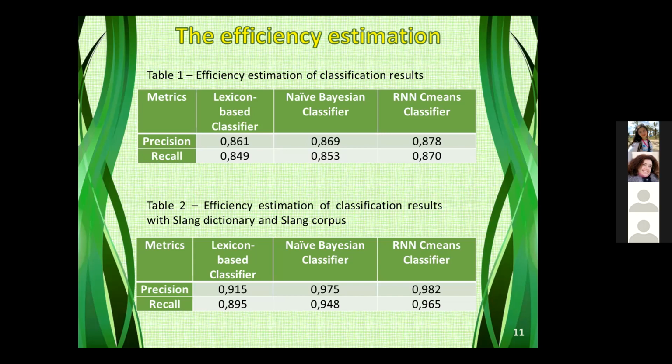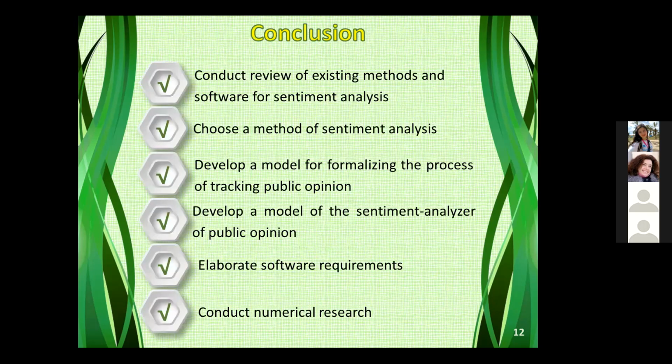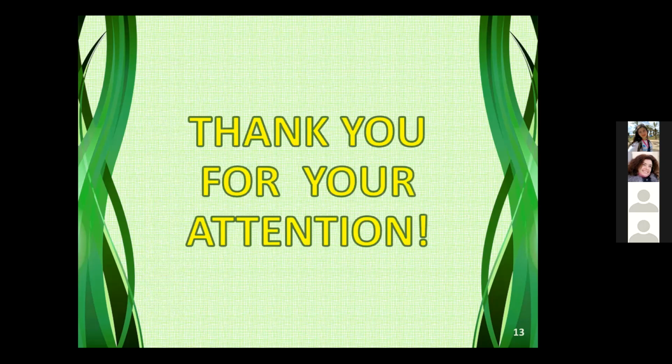Comparing the results of calculations of metrics from table number 1 and number 2, the increase of the efficiency of the work of the lexicon-based classifier hasn't happened by 10–11%. The increase has occurred by 5–6%. This can be explained by the fact that not every one of the analyzed comments contains slang words, and they are used only in the comments that reflect the opinion of the people. So in this study, all the tasks were solved and the goal was achieved. Thank you for your attention.